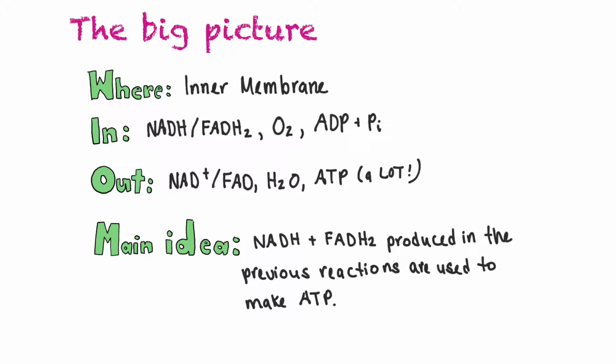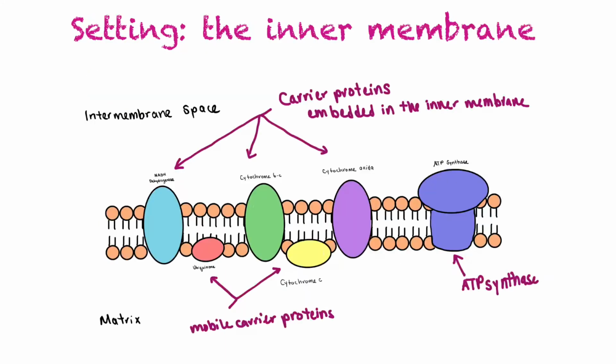The main idea of this reaction is that NADH and FADH2 that were produced in the previous reactions are used to make ATP. And the way they do this is by releasing their hydrogen ions and electrons and passing them along this electron transport chain. So as I mentioned before, the setting for this process is in the inner membrane.